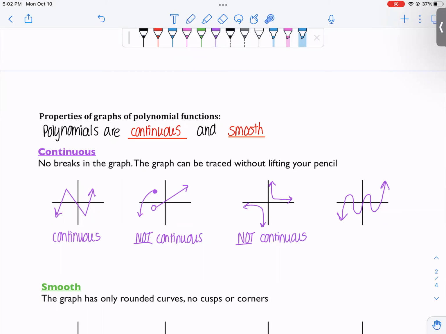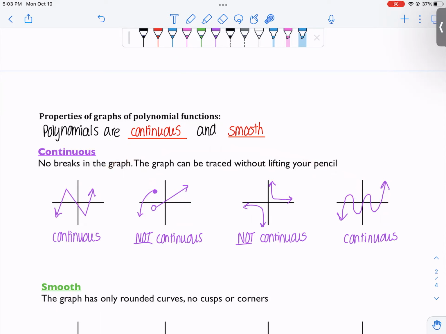For this graph, trace, trace, trace, trace, trace, trace. Oh, yep, we can trace the whole thing. No problem. Continuous. So these two graphs are continuous. These are not continuous. Now, that doesn't mean that both of these are graphs of polynomials, although one of them could be.